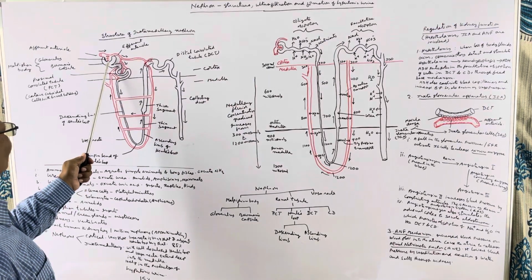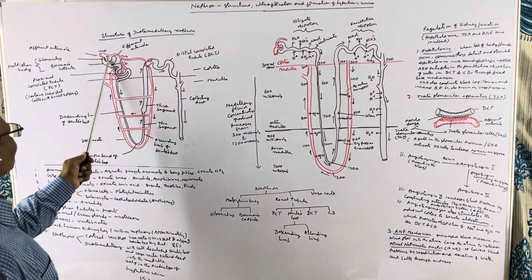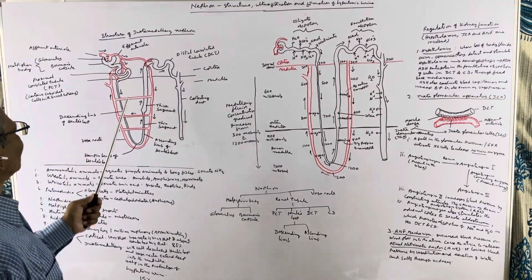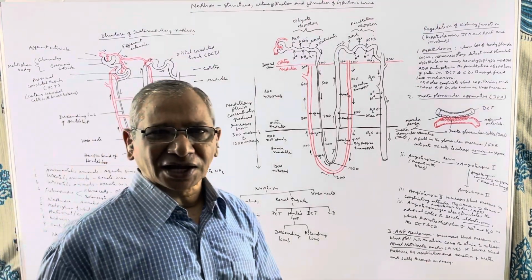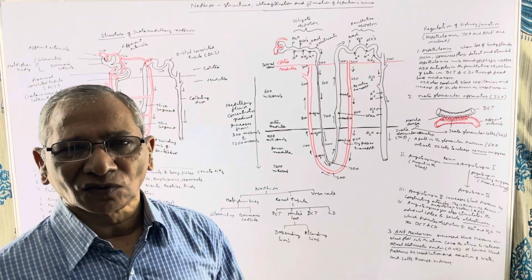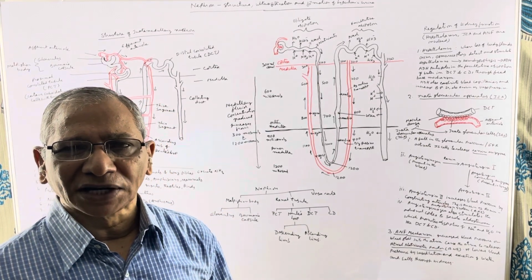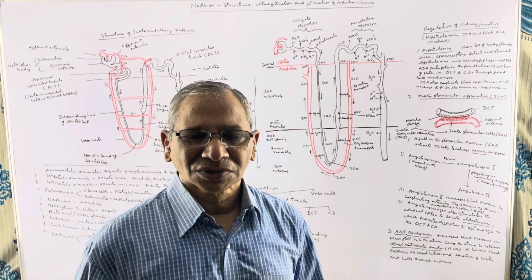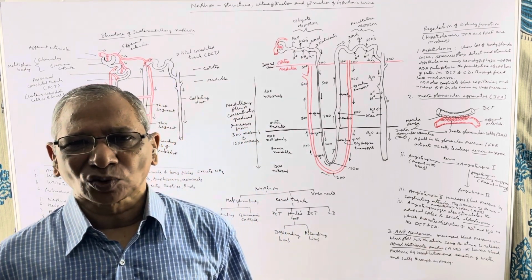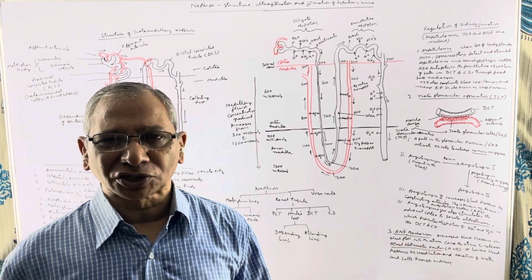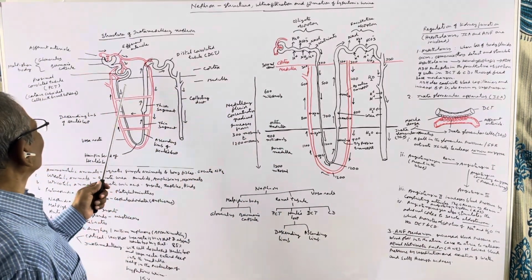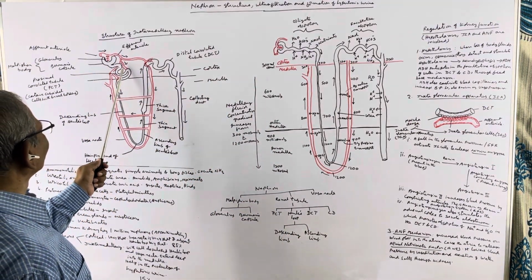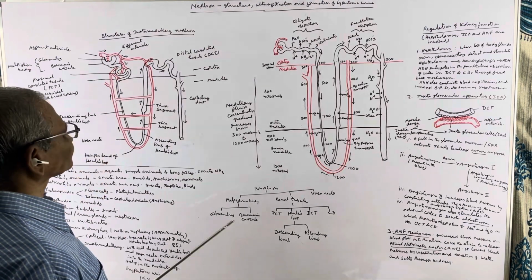So the glomerular filtrate that is entering the Bowman's capsule flows into the proximal convoluted tubule. The proximal convoluted tubule is made of simple cuboidal epithelium. These epithelial cells are provided with microvilli or brush borders.